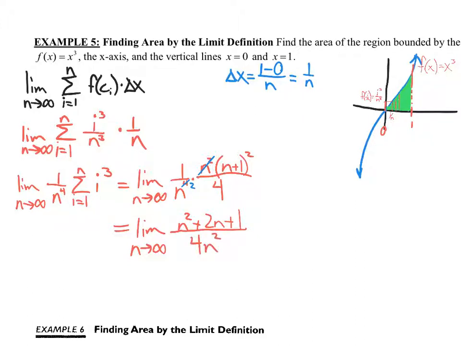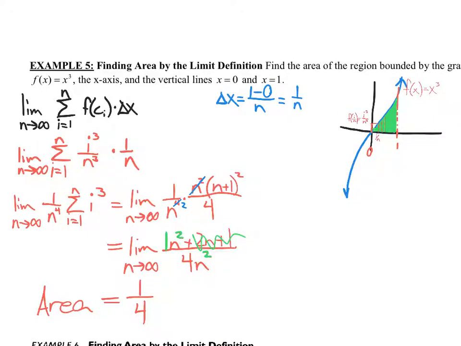And now, because n is approaching infinity, these parts really don't matter because they're so minuscule compared to the n squared. I look at the leading coefficients because the degrees are both 2, and I end up with the limit equaling 1/4. So our area is 1/4.